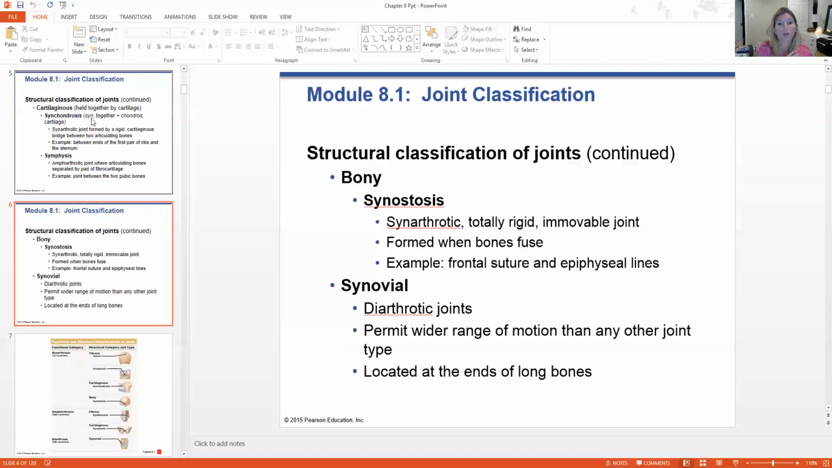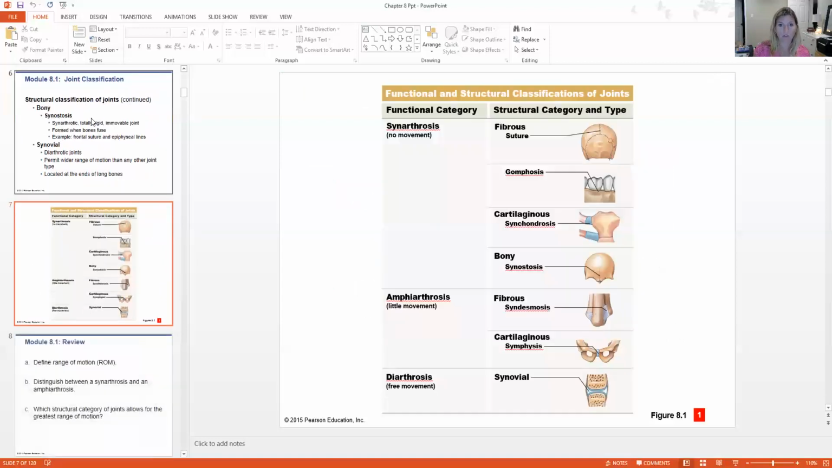So those are our structural classifications. We also have synovial joints. Synovial joints are diarthrotic. These have a huge range of motion. This is probably what you think of when you think of a joint or an articulation. Very wide range of motion. This is at the ends of our long bones. Fingers, arms, legs, etc. So, again, functional classifications are synarthrosis, can be fibrous, cartilaginous, or bony. Amphiarthrosis can be fibrous and cartilaginous, and diarthroses are classified as synovial.